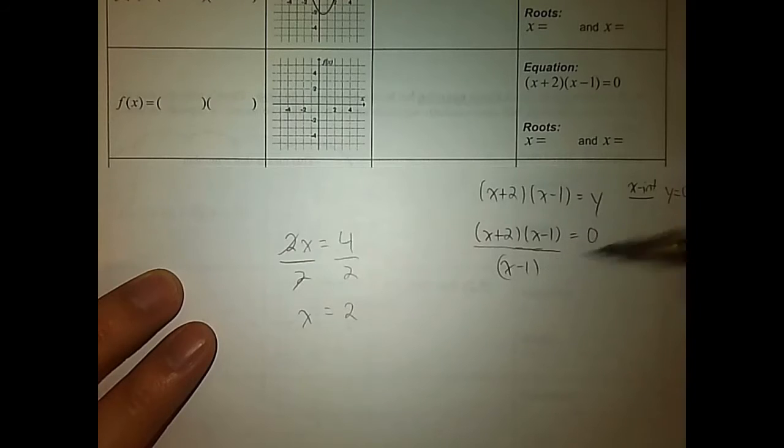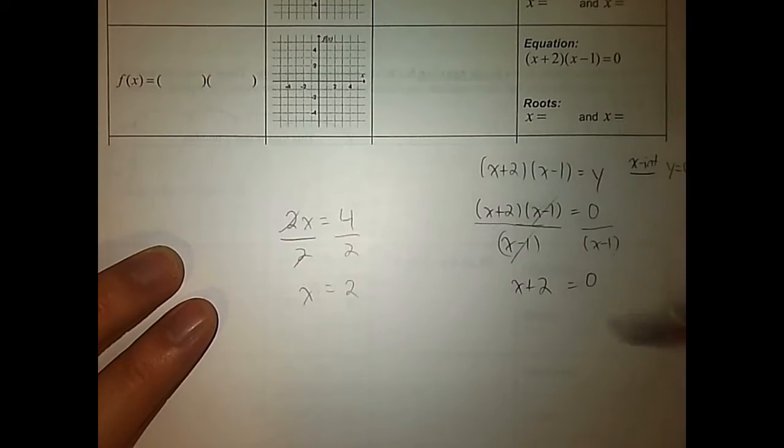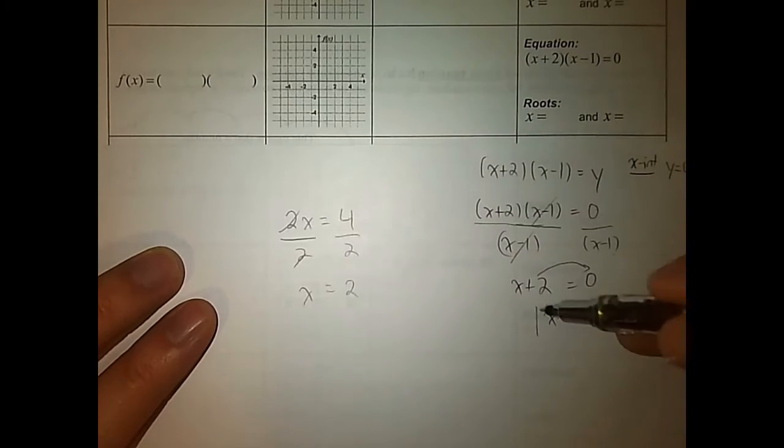Whatever I do to this side, I have to do to this side as well. So this divided by this, these cancel out, these equal 1. 0 divided by this is always just going to be 0. So now we have x plus 2. Now if I isolate for x, move this to the other side, x is equal to negative 2. So we can say that this is going to be a root or solution or an x-intercept.